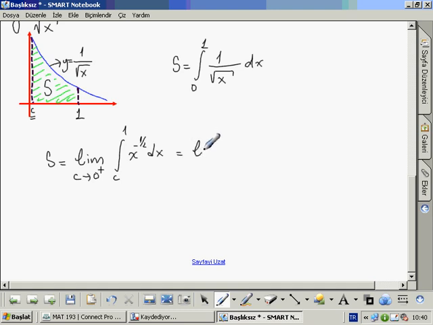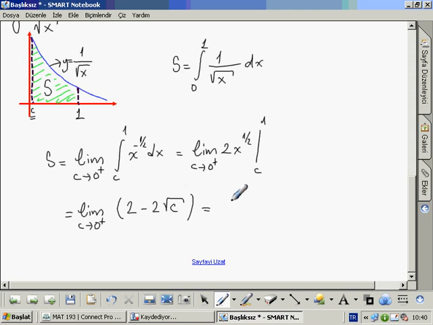So it equals the limit as c approaches 0 from the right of 2 times x to the power of 1 over 2 from c to 1, which equals the limit of 2 minus 2 times square root of c. When c approaches 0 from the right-hand side, this term becomes 0, so it equals 2 unit squares.